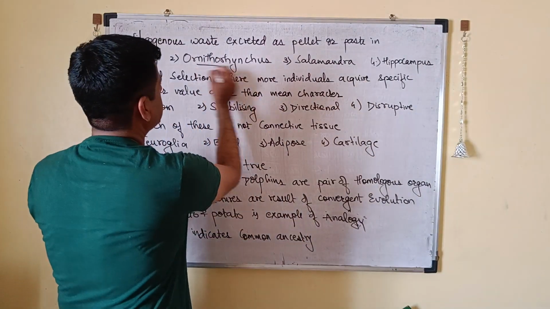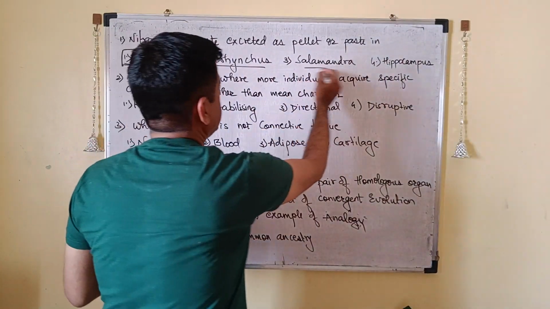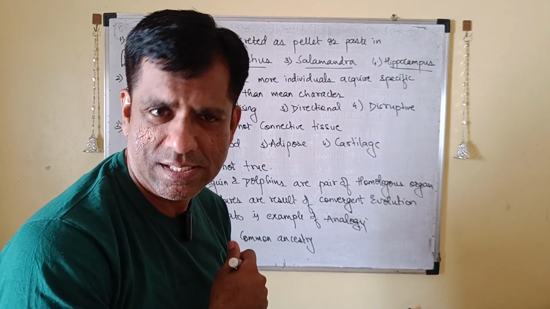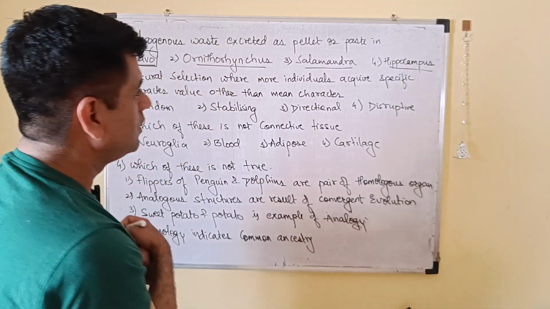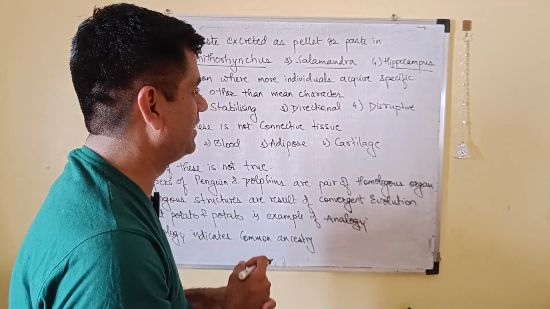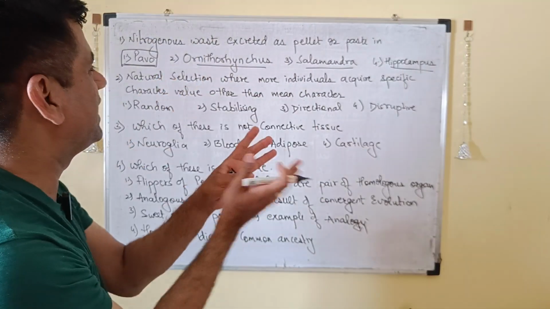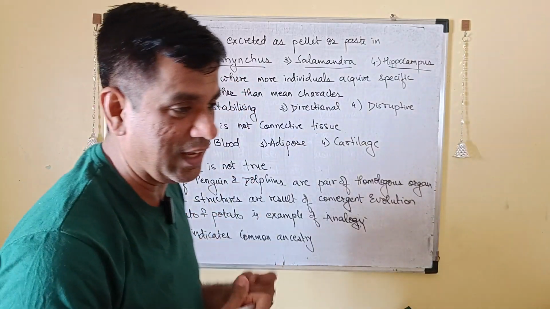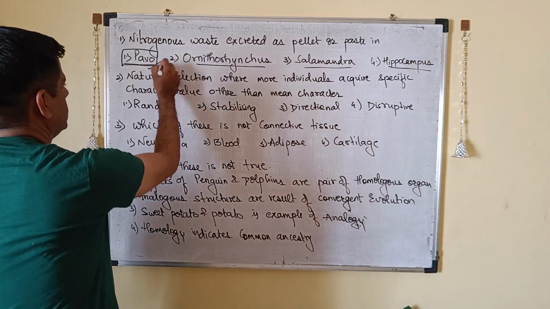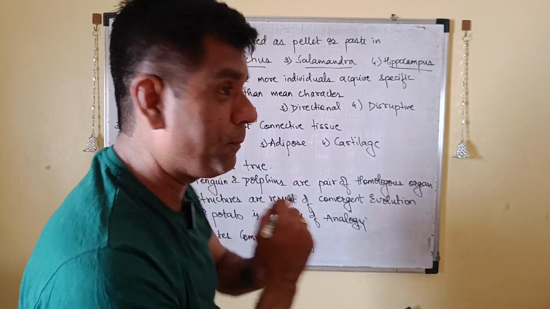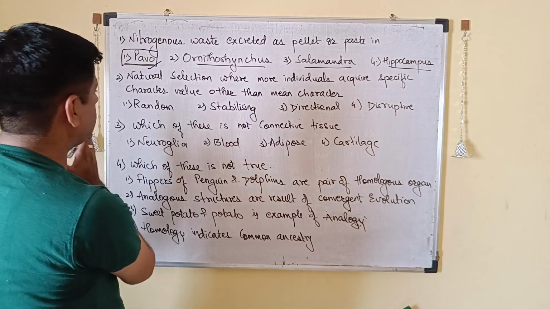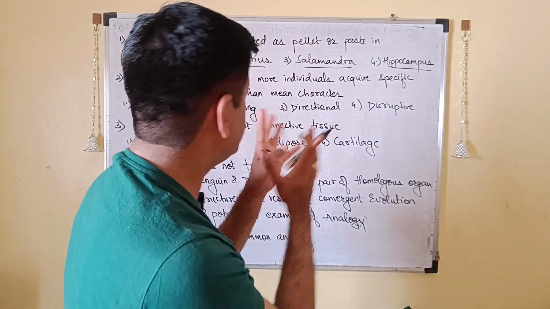Ornithorhynchus, we know that is a mammal. Salamandra is an amphibian, right? Then Hippocampus is seahorse, a fish. But anyways, it is not excreting the products in the form of paste or pellet. They are ammonotelic or ureotelic, and the uricotelic one here is this Pavo, or what is called your peacock.